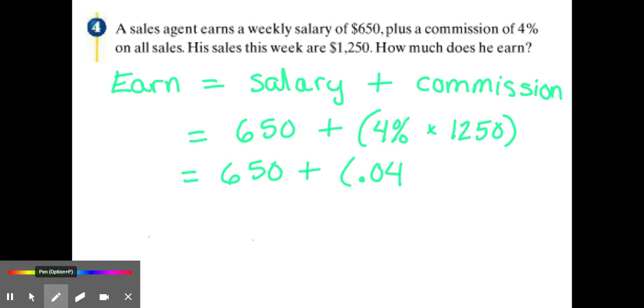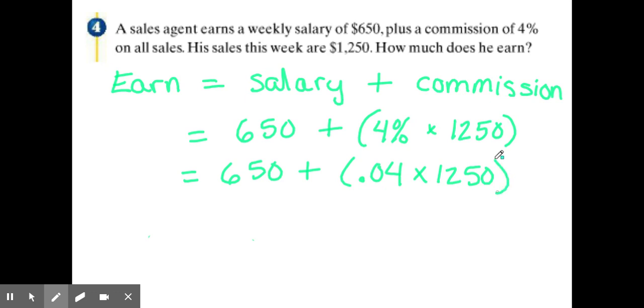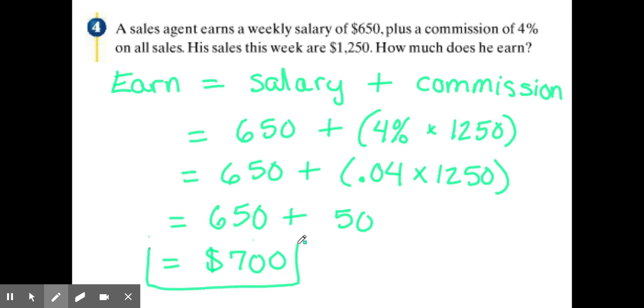So 0.04 times 1,250. Notice how I'm writing out all of these steps so that I don't miss anything and I follow the order of operations correctly. You need to do the same. So 4% of 1,250 is $50. So his total earnings for the week is $700.